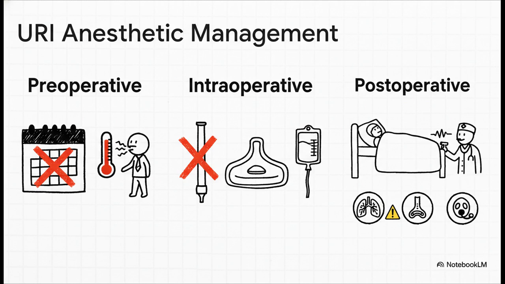Now, if we do decide to proceed, our intra-op goal is simple. Don't annoy the airway. Keep them well hydrated to thin out secretions, and if you can, using a laryngeal mask instead of an endotracheal tube is a great way to reduce that stimulation. And then post-op, we just have to be on high alert. Bronchospasm, laryngospasm, and desaturations are common, but if we're watching for them, we can jump in quickly with a bit of supplemental oxygen and stop a small problem from becoming a big one.